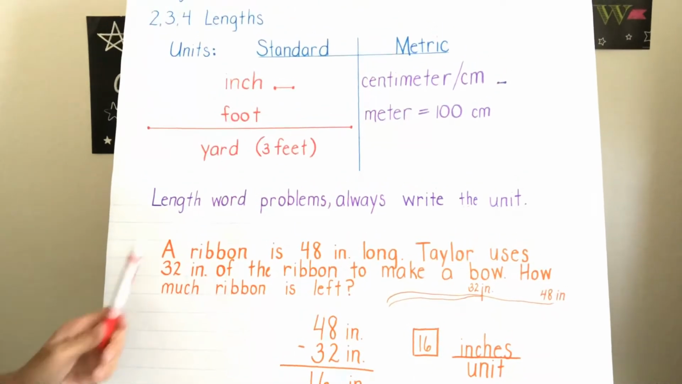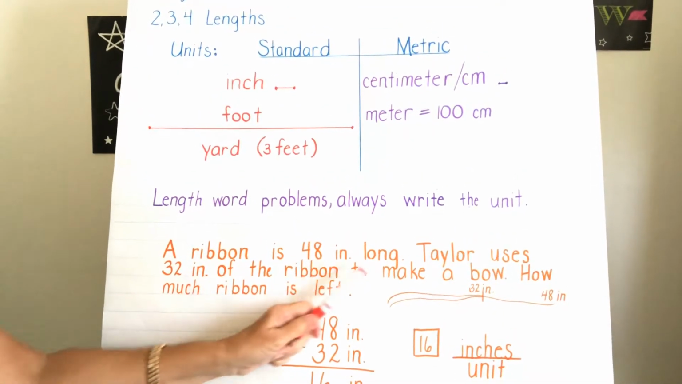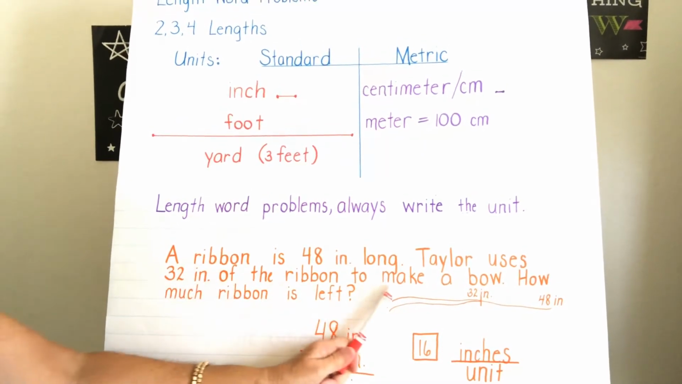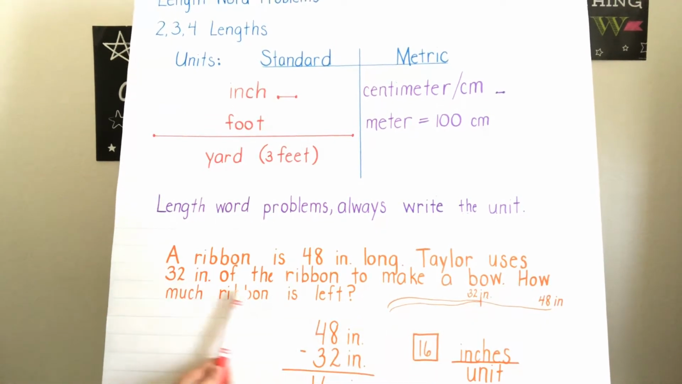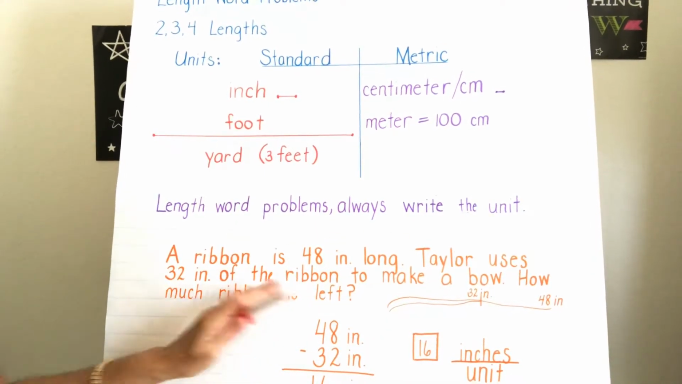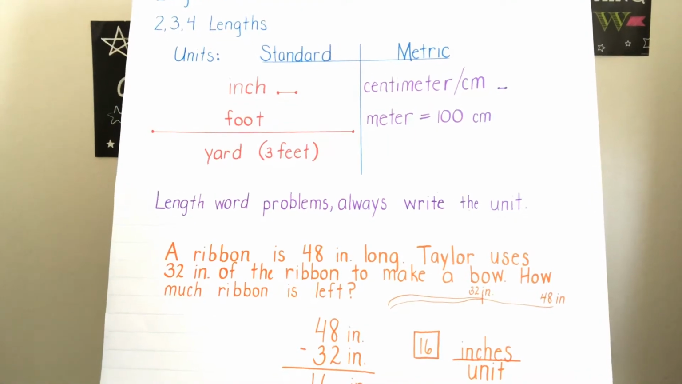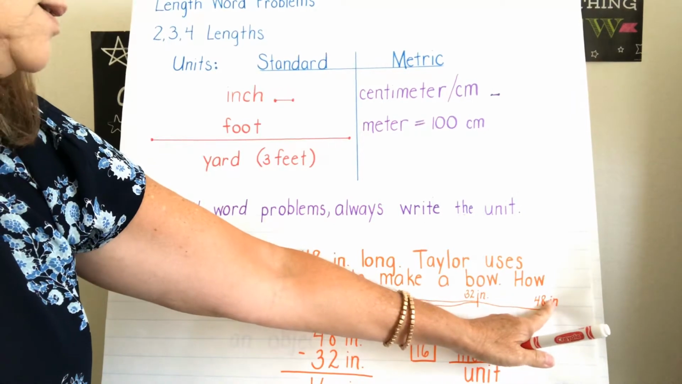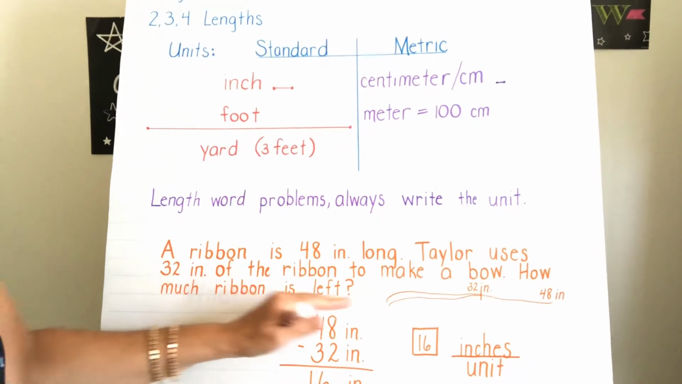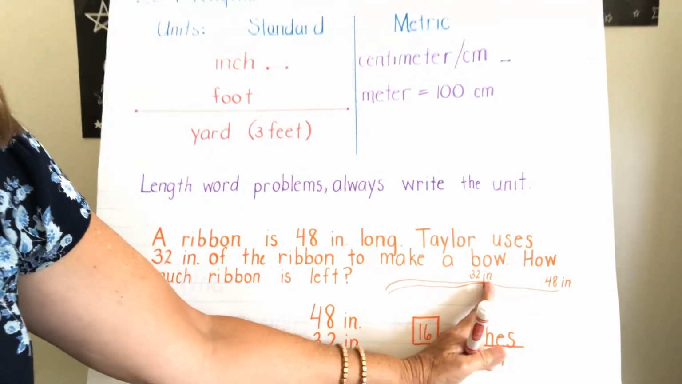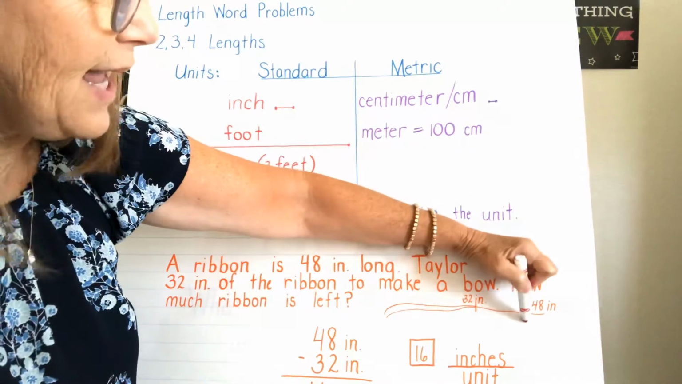This first one says a ribbon is 48 inches long. Taylor uses 32 inches of the ribbon to make a bow. How much ribbon is left? I've recommended to you guys lots and lots of times that when you see a word problem, a lot of times a picture helps you understand it better. So I drew a ribbon that I said was 48 inches long, and I'm showing that Taylor is using 32 inches of the ribbon, which means she would cut it here. And they want to know how much is left.